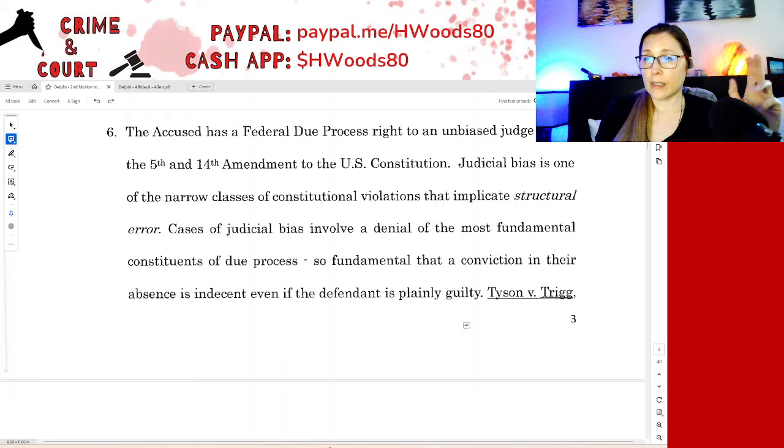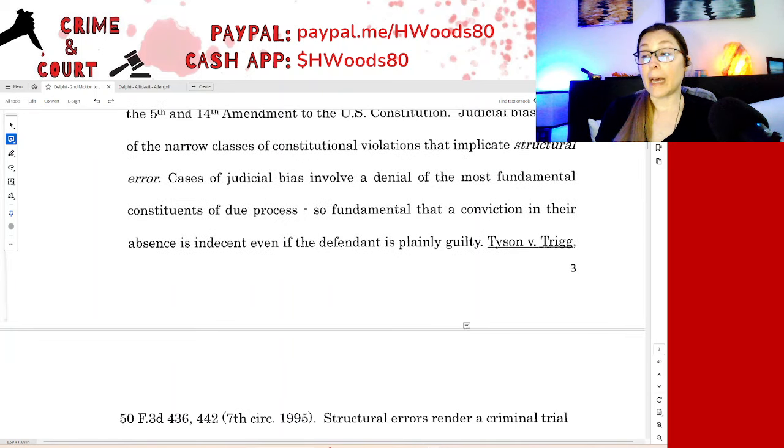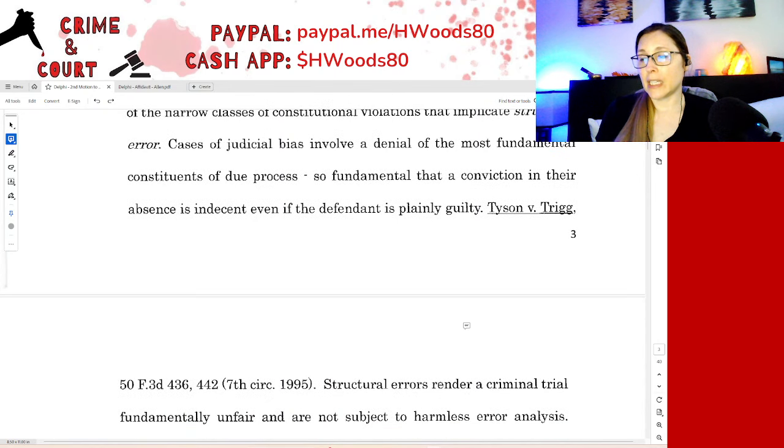Number six, the accused has a federal due process right to an unbiased judge under the 5th and 14th Amendment to the U.S. Constitution. Judicial bias is one of the narrow classes of constitutional violations that implicate structural error. Cases of judicial bias involve a denial of the most fundamental constituents of due process, so fundamental that a conviction in their absence is indecent even if the defendant is plainly guilty.